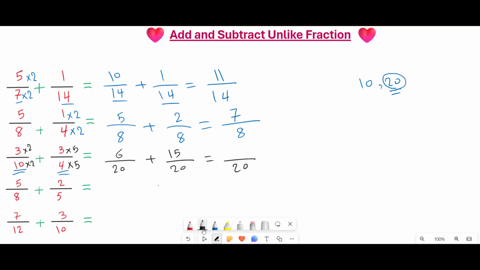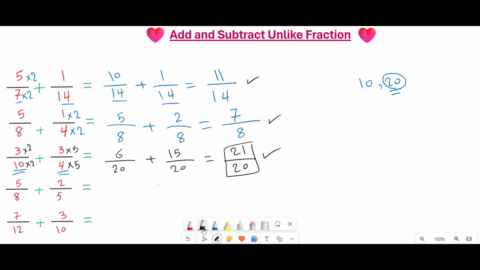Now 6 plus 15 will be 21. Check, can we simplify 21 in table 3, 3 times 7, 20, 4 times 5 or 2 times 10? No. No common number or common factor between them. Then no simplify. This is simplest form. Okay. Now next, also this is simplest.